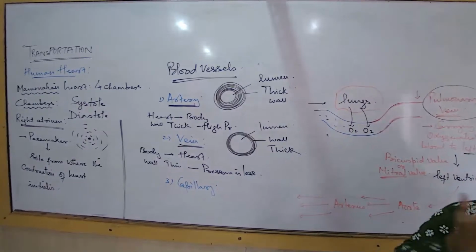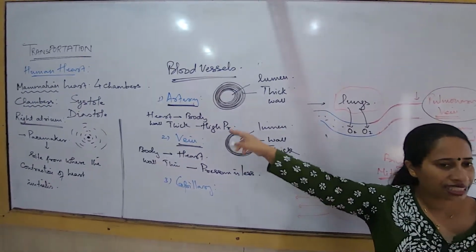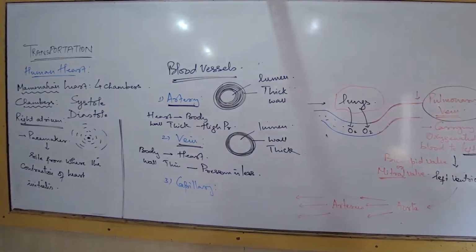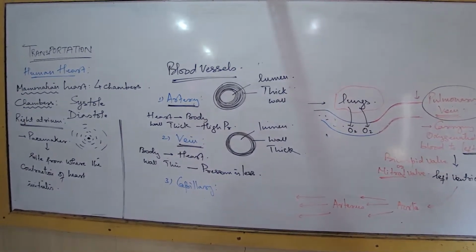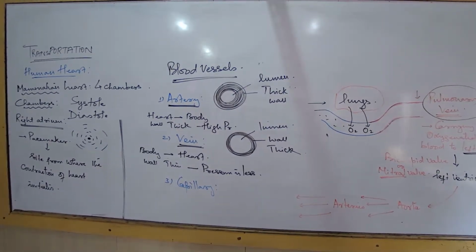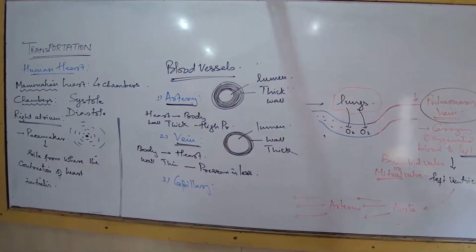Now next, what is the type of the blood? Already we have understood the fourth point. The type of blood that the arteries carry is oxygenated, and the exception is the pulmonary artery. Veins carry deoxygenated blood, and the exception is the pulmonary vein.